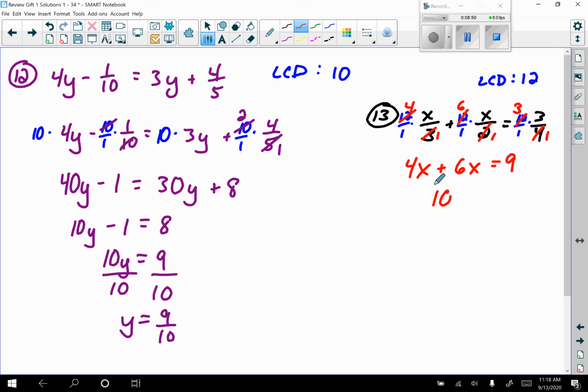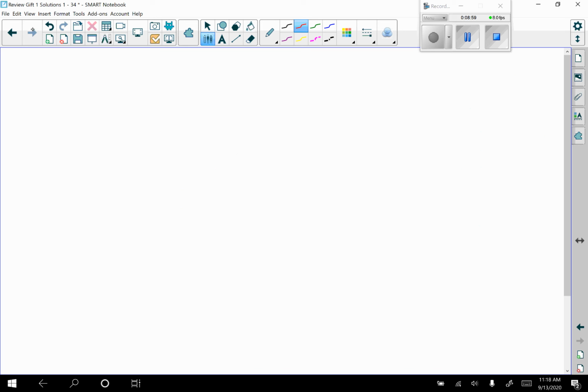So now I have 4x plus 6x equals 9. I can add 4x and 6x, get 10x. Divide by 10 again, so x equals 9/10. All right, there were a couple ways to do 14.